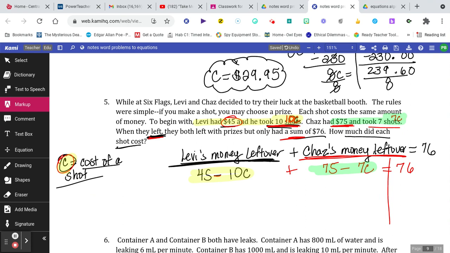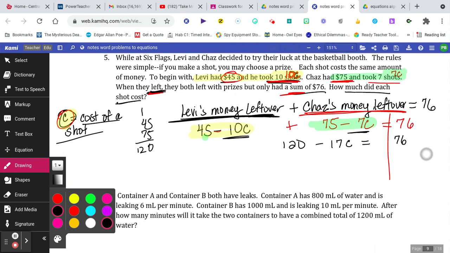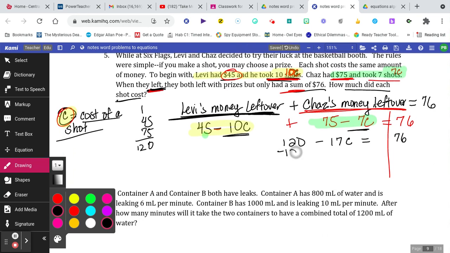Okay, so since 45 and 75 are on the same side, I'm going to go ahead and combine those. 45 plus 75 is 120. So I have 120, and I'm going to go ahead and combine negative 10C and negative 7C, which is negative 17C. And now I have a basic two-step equation. I'm going to subtract 120 from both sides. 120 minus 76, put the bigger number on top.